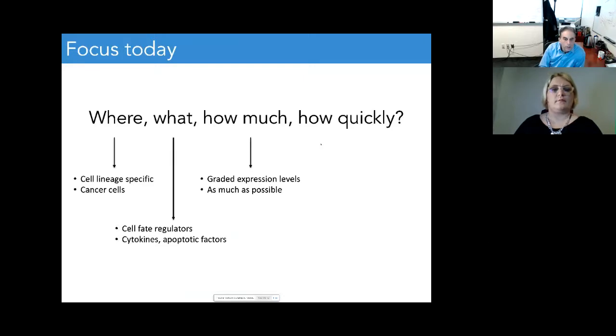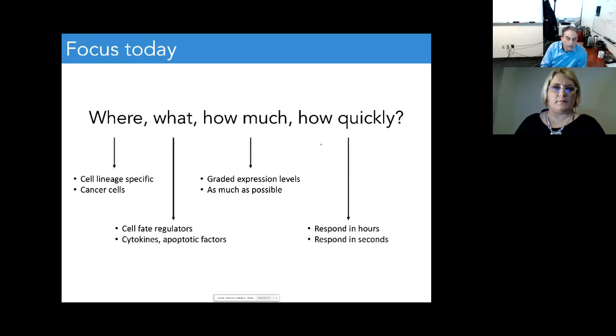How much? Even though I come from a computer science background, it's important to understand what makes sense in biology. Sometimes we want to turn things just on and off, but sometimes we want very graded responses. So I'll show you that. And sometimes we want to really jack up the expression levels as much as possible, so we want to be able to create amplification mechanisms. And then the other thing I'll focus on is the timing.